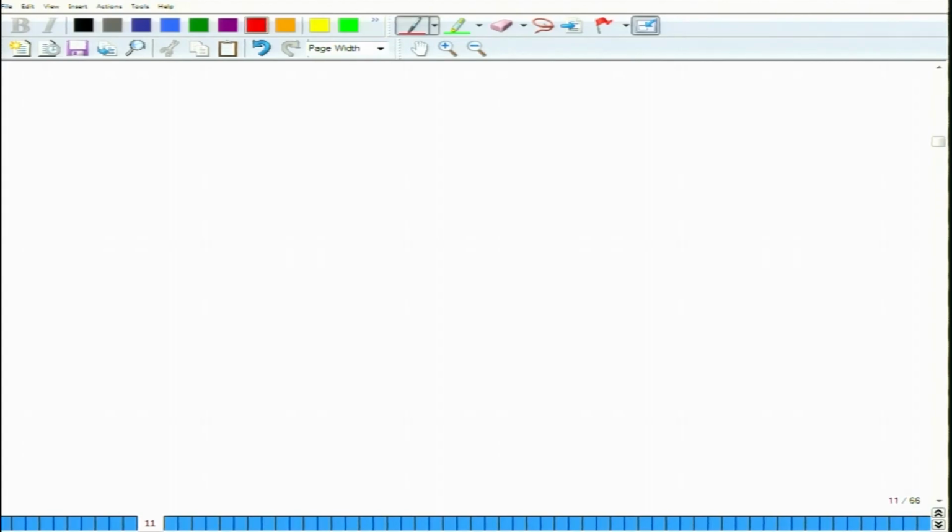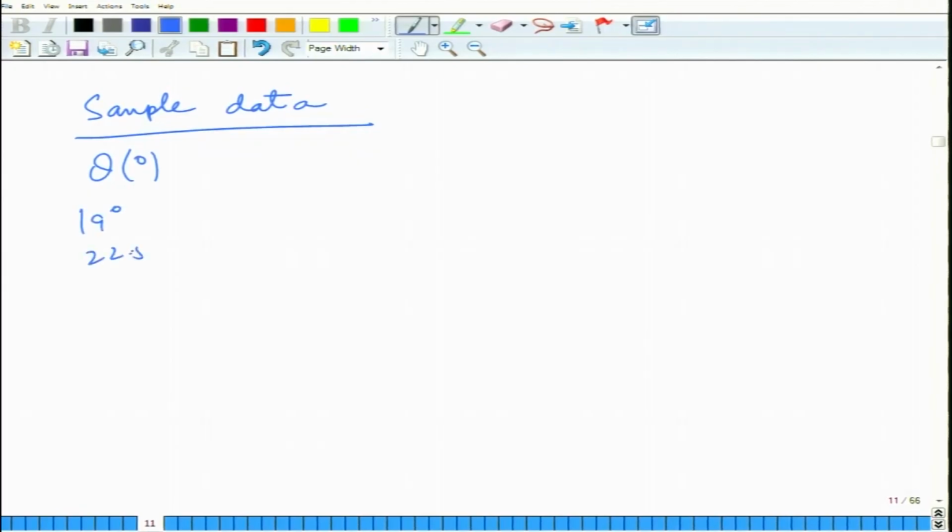Now, let us do a simple analysis for the crystal that we have examined. Let us say the sample data is from the X-ray diffraction pattern. The sample data says your thetas occur at 19 degree, 22.5 degree, 33 degrees, 39 degrees, 41.5 degree, 49.5 degree, 56.5 degree, 59 degrees, 69.5 degree and 84.9 degree. These are the peaks that you observe in your X-ray diffraction pattern.